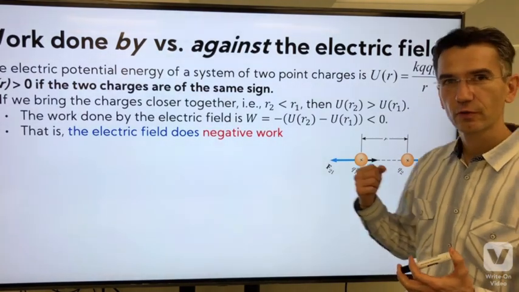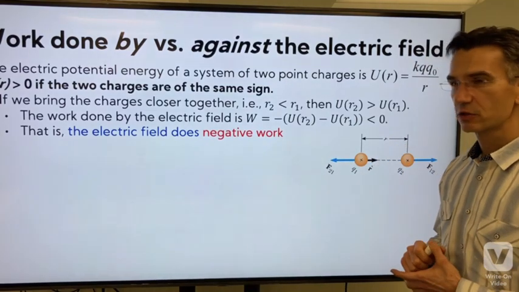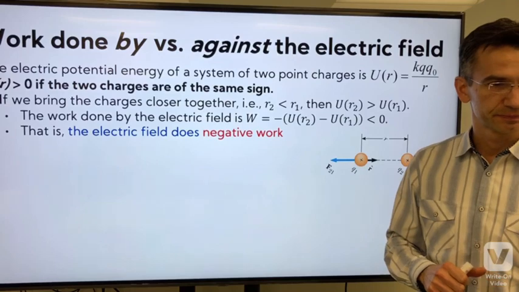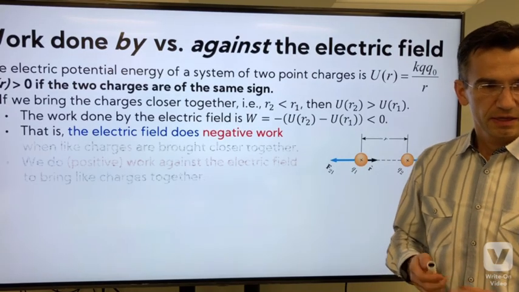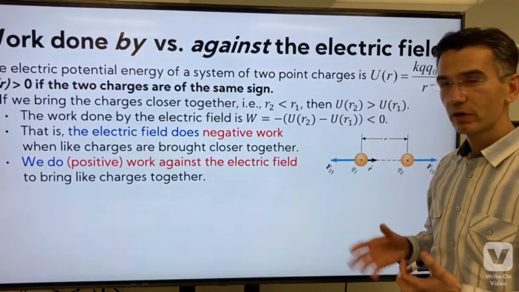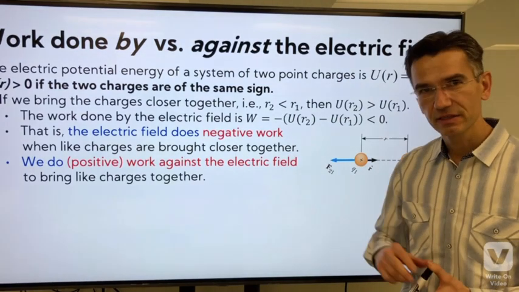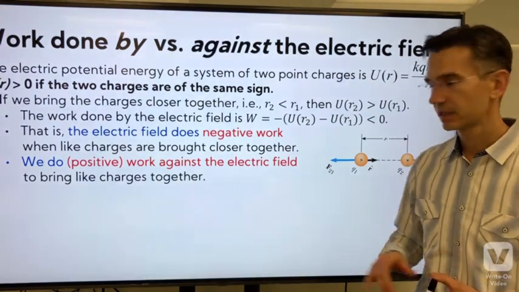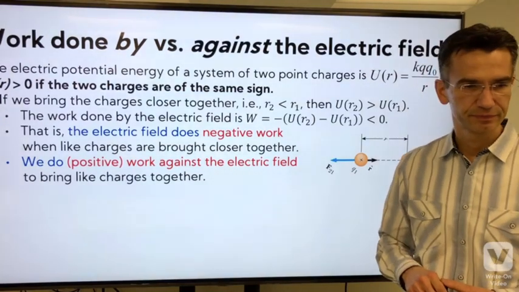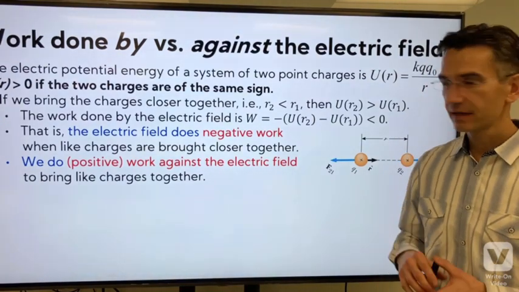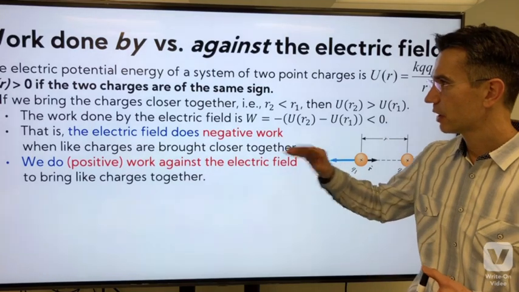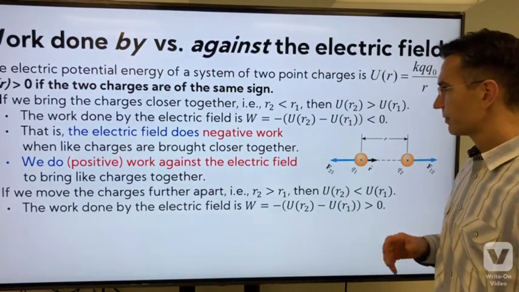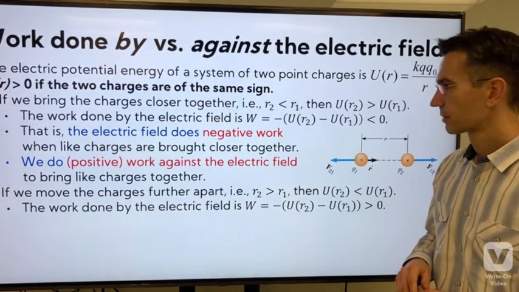So an external force does work, and the electric field is having work done against it, I should say. The external force, we, are the ones doing positive work against the electric field to bring these like charges together. So they can be both positive or both negative. Now let's take the opposite example. We still have two like charges, but we're now moving them further apart.